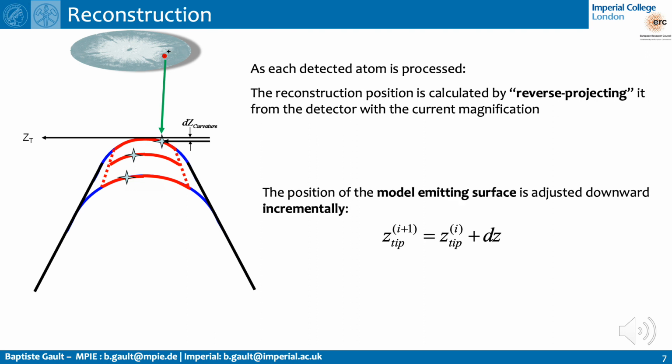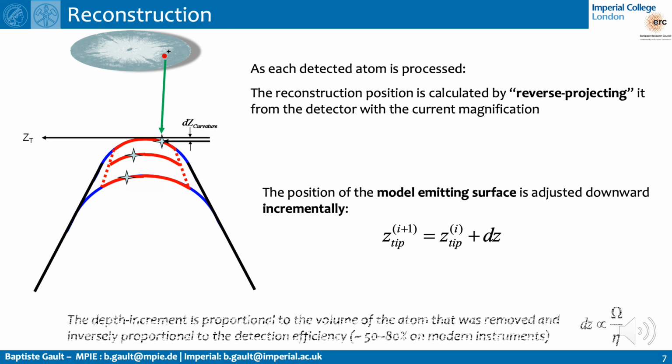So we move down this virtual emitting surface by a small increment, and this depth increment is proportional to the size of the atom and inversely proportional to the detection efficiency, which is mostly related to the use of microchannel plates on the entry face of the particle detector, and is hence not proportional to the atomic weight of the atoms, but is a random loss of ions. And so we're going to keep processing ions one after the other until we've built the reconstruction in full.